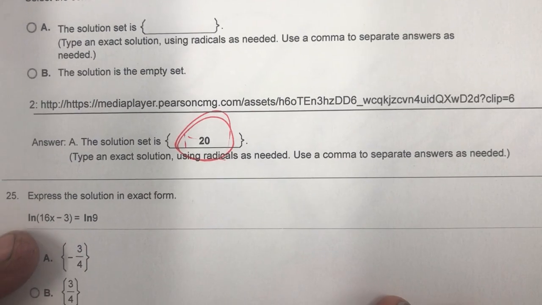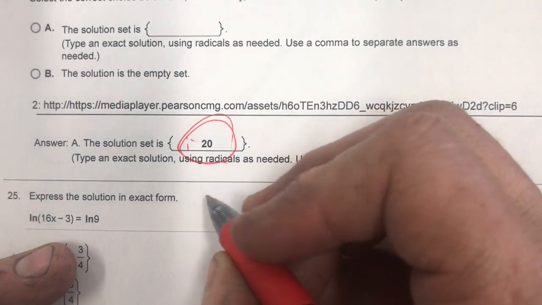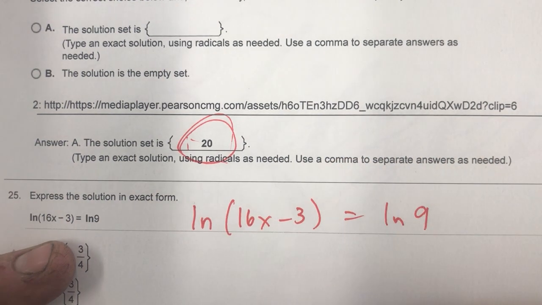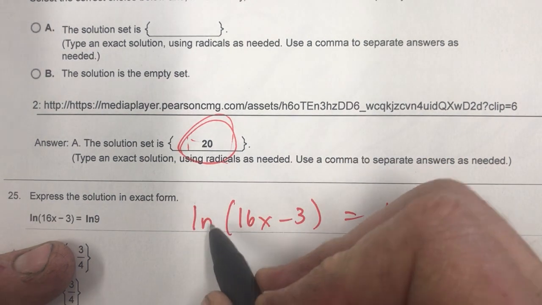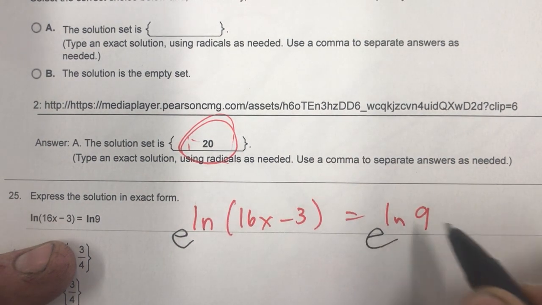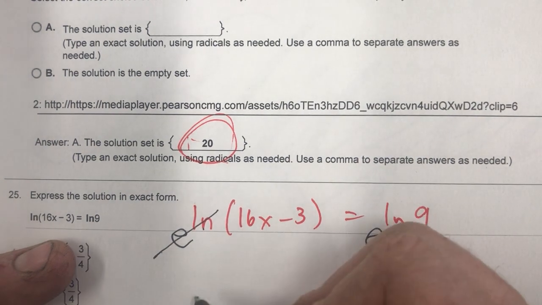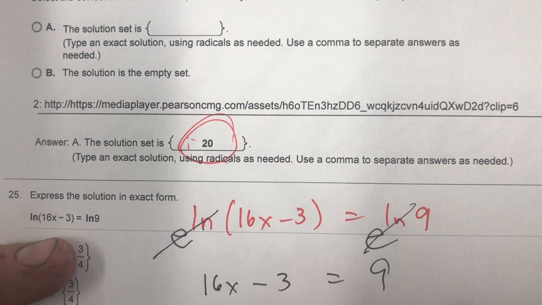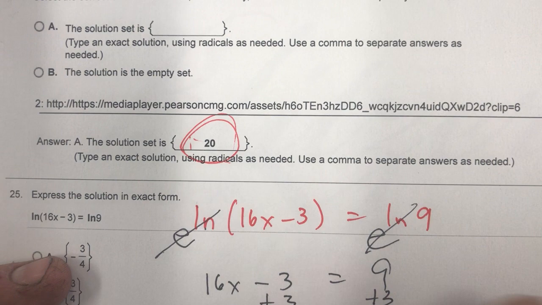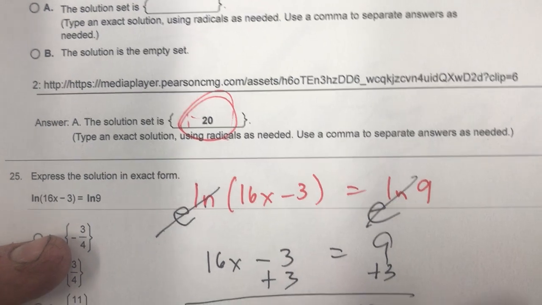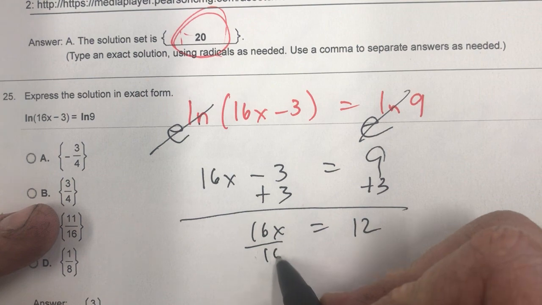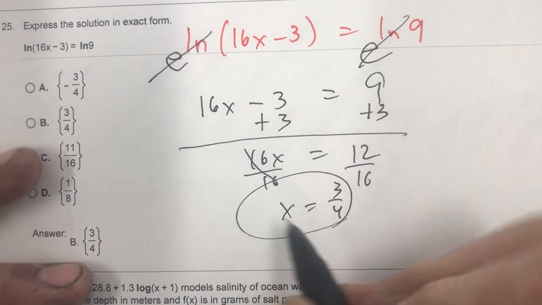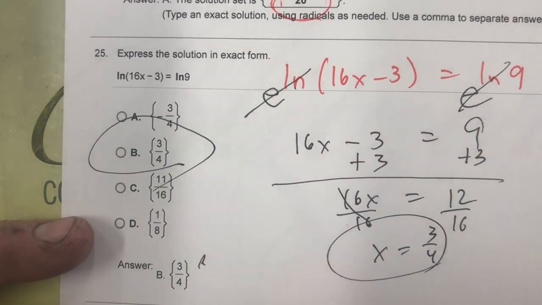On 25 here, express the solution in exact form. I've got natural log of 16x minus 3 equals natural log of 9. Natural log, if you remember, is log base e, so e to this power equals e to that power, which makes these cancel. So I have 16x minus 3 equals 9. Good deal. I'll just add 3 to both sides. 16x equals 12. And then divide by 16, and that's going to be 3/4. So it looks like yeah, right there.